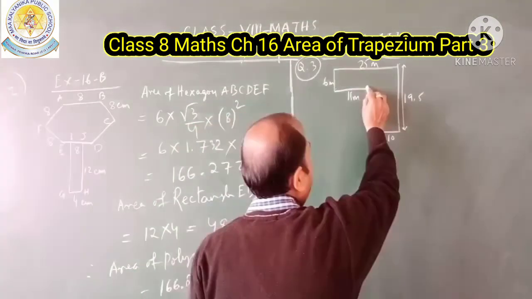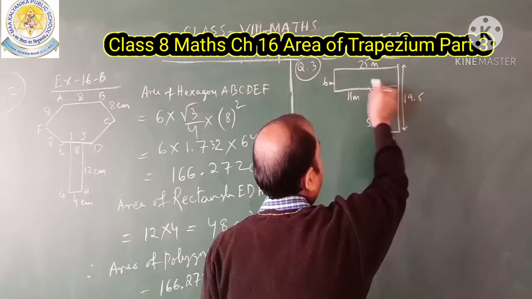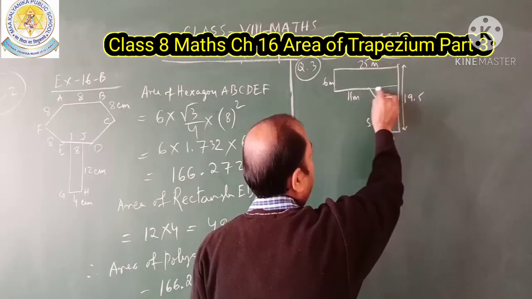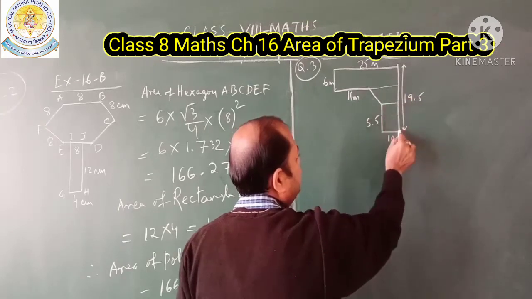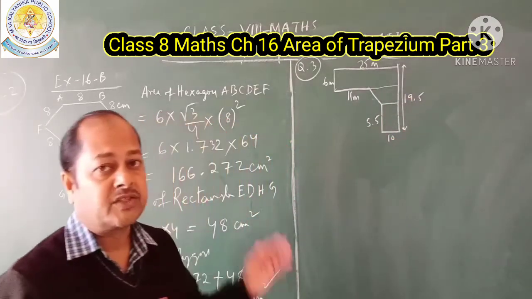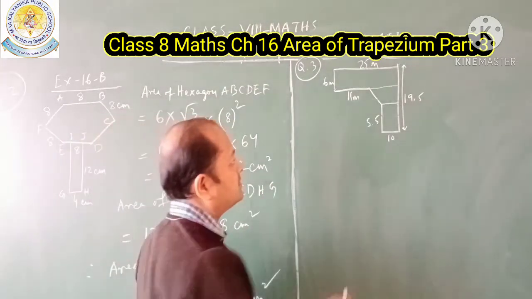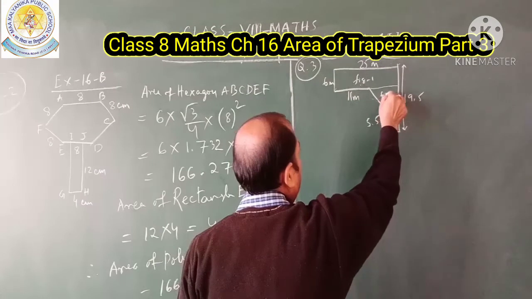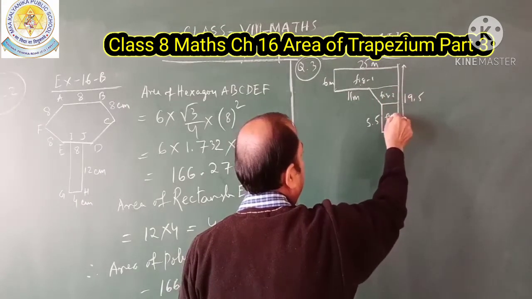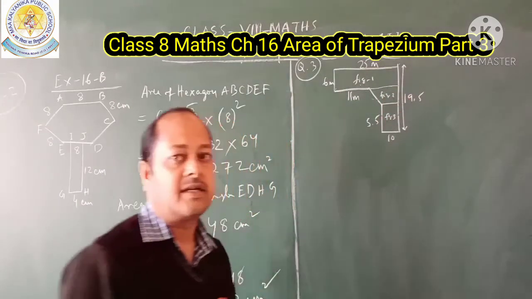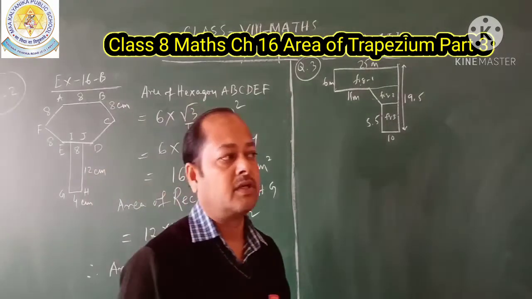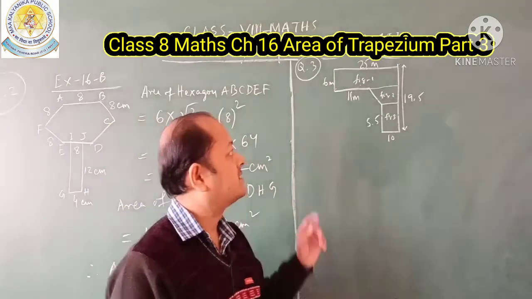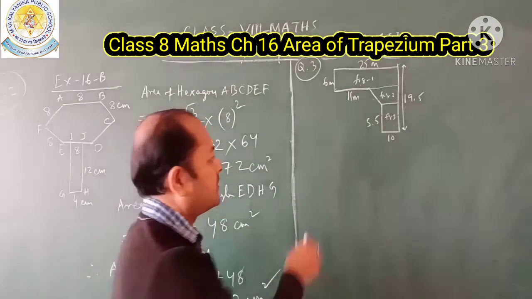If we join this line, this part will be a rectangle, and if you join this line, this part will be a trapezium, and if you join this line, this part will be again a rectangle. So there are three figures. If I name these three parts, figure 1, figure 2, and this is figure 3, then it is easy for us to find the area of this polygon.